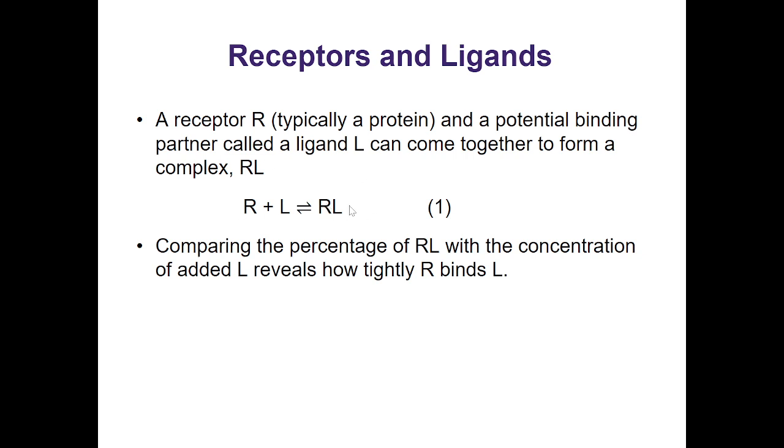Note that this is an equilibrium, and what does that mean about these protein-ligand combinations? They can pop in and out, right? And they're going to do that in solution inside your body regularly, okay? Because all equilibriums are dynamic. So comparing the percentage of RL with the concentration of L will actually reveal how tightly R binds to L, how tightly the ligand binds to the receptor.